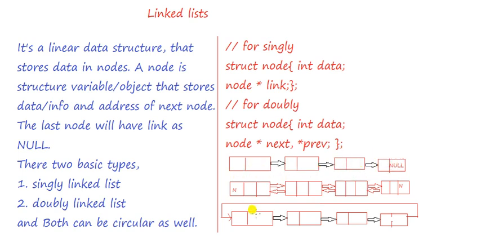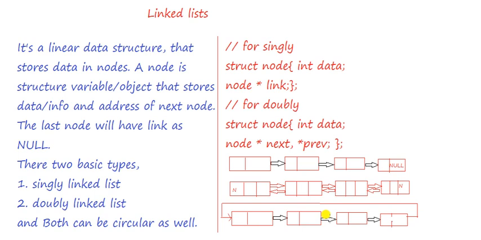But with circular, what happens? If you want to come back, the last node will have the address of the first node. Say in non-circular, the last node has null. In a doubly linked list also, the last node has null because it is non-circular. If it is circular, what happens? Again you will come back to the first node from the last. That's why the last node will not have null. The last node will have the address of the first node again.